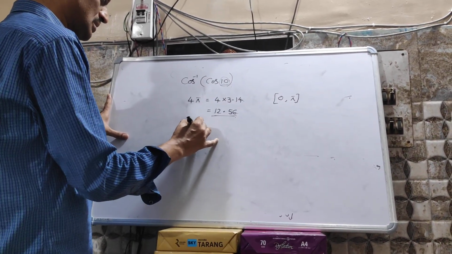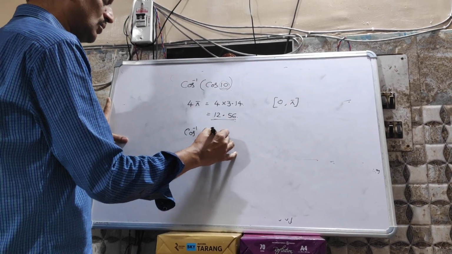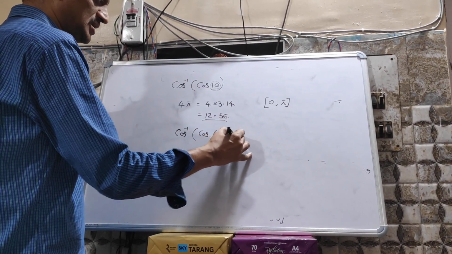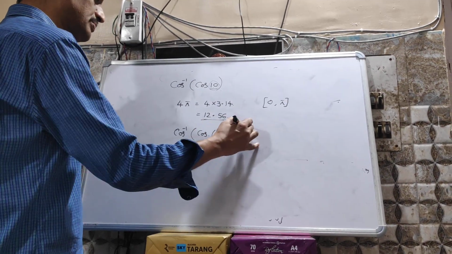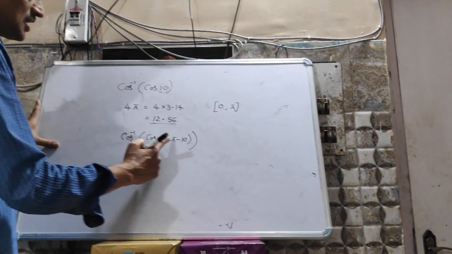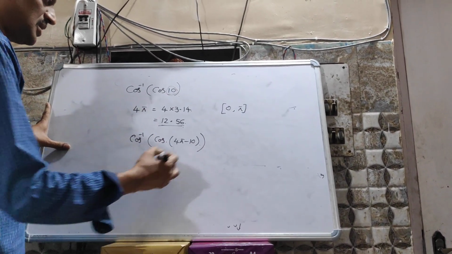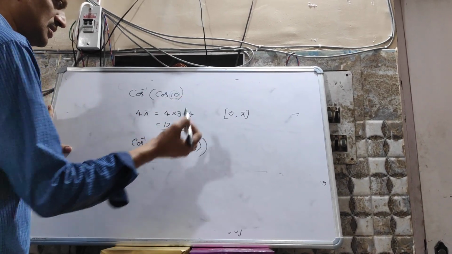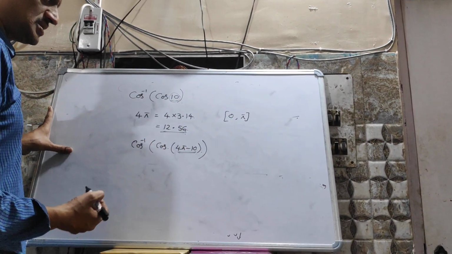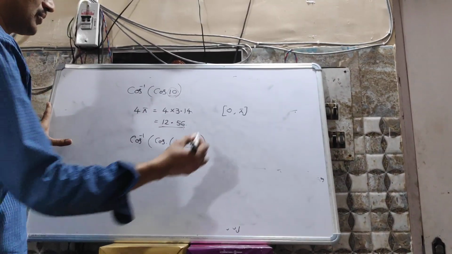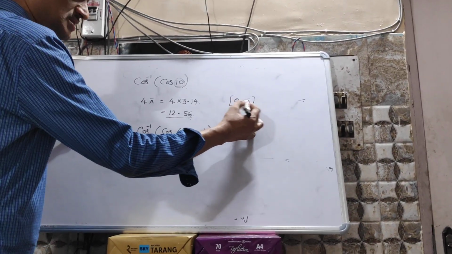cos inverse cos 10 we can write as cos 4 pi minus 10, since cos 2n pi minus theta is the same as cos theta. So cos 10 can be written as cos 4 pi minus 10. And 4 pi minus 10 means 12.56 minus 10, so 2.56, that is definitely lying in this interval because the value of pi is 3.14. So it is exactly lying in this interval.